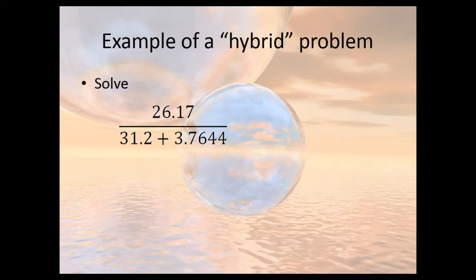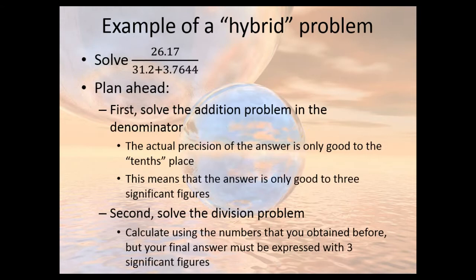26.17 divided by the quantity 31.2 plus 3.7644. In other words, we're assuming that these are physical quantities and none of these numbers was an intrinsic part of an equation. So here's our plan. What we're going to do is solve the addition problem in the denominator, just as we would if this was just an elementary math problem. But we would keep in mind that the actual precision of this answer is only good to the tenths place because of the 31.2. And again, it has nothing to do with significant figures.